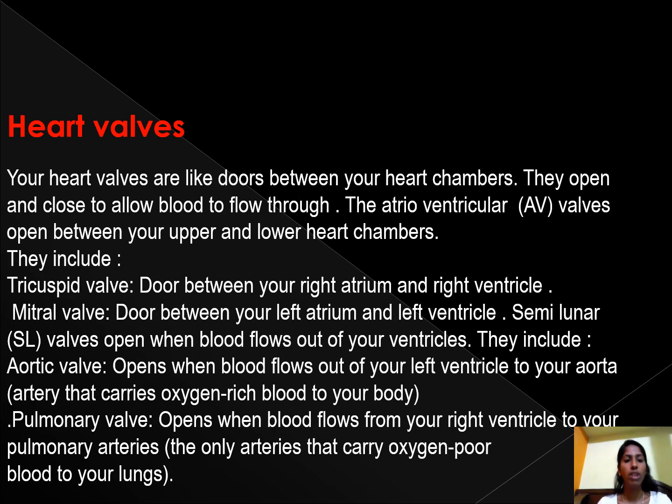Now let us see the heart valves. Heart valves are like doors between the heart chambers. They open and close to allow blood to flow through the body. The atrioventricular valves open between your upper and lower heart chambers. They include the tricuspid valve, mitral valve, aortic valve, and pulmonary valve. The tricuspid valve is a one-way valve which opens the door between the right atrium and right ventricle. Mitral valve. It is also a door between the left atrium and left ventricle.